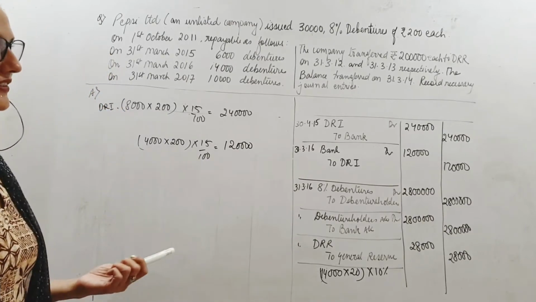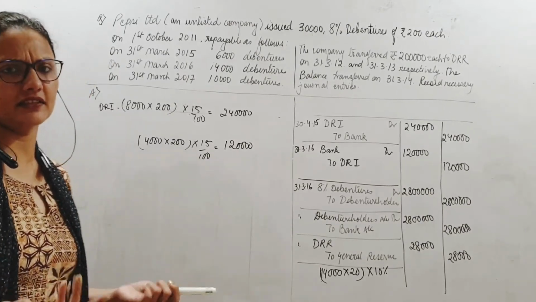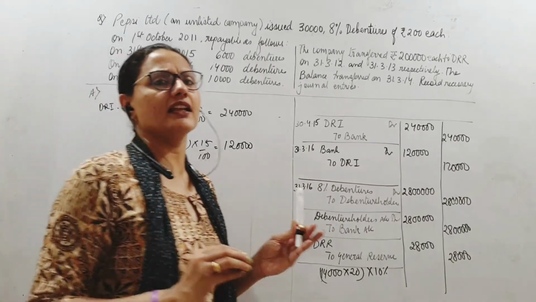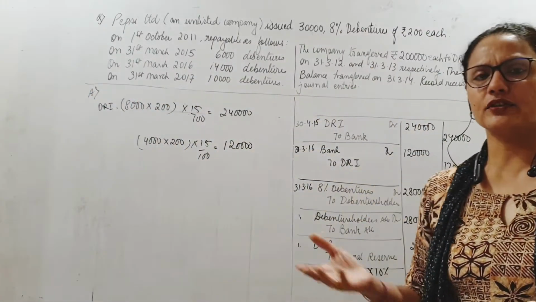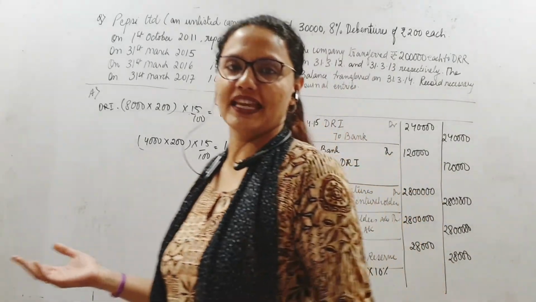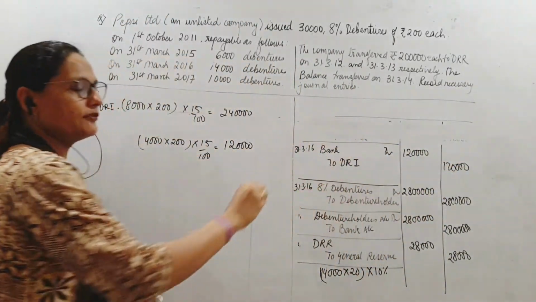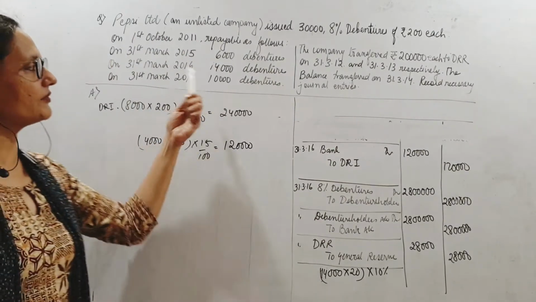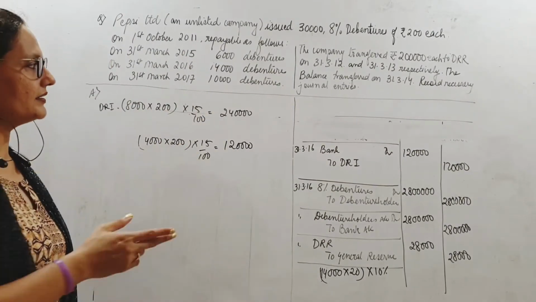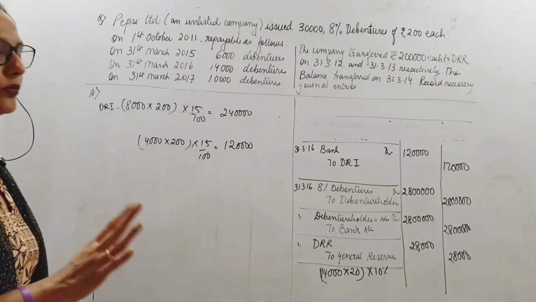Right? Now in the third year. What happens in the third year? DRR is already there. DRI का क्या करना है? Already there. I don't have to purchase any more DRI. Yes. Therefore, this entry will not be there. I don't have to make any more investment. I already have debenture redemption investment made. Correct? So no more further investment.